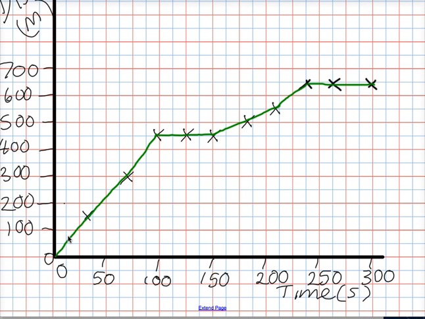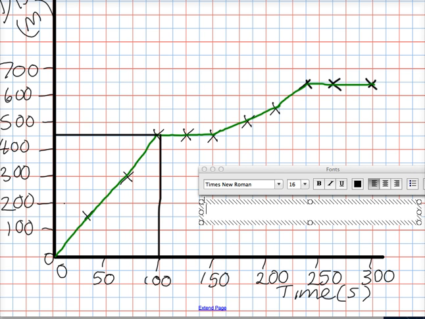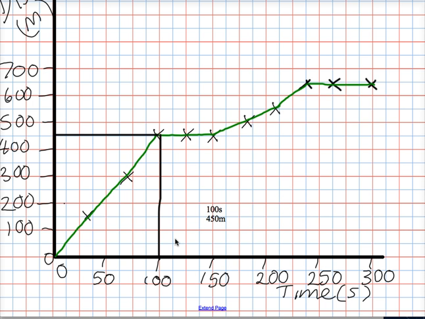So the first bit of the graph is this section here, and we use it. They ask you to show your workings, draw some lines on the good old graph like this. So that is covering this section here, this first part. And we look at it and we say, okay, this dog has travelled in 100 seconds, it's travelled 450 metres. Okay, because I'm just reading it off the graph.